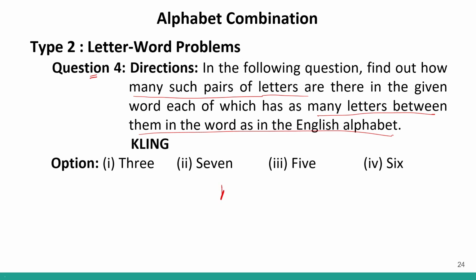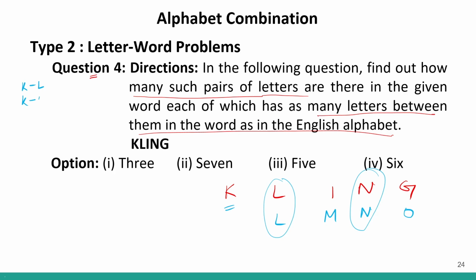So what is the first step? We will write it like this: K-L-I-N-G. Then we will start checking from K. After K, what is the alphabet? We get L, M, N, O. So I can see the first pair KL and the second pair KN. Let us move on to L now.